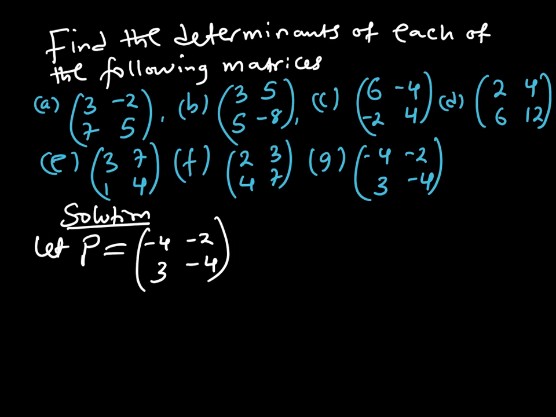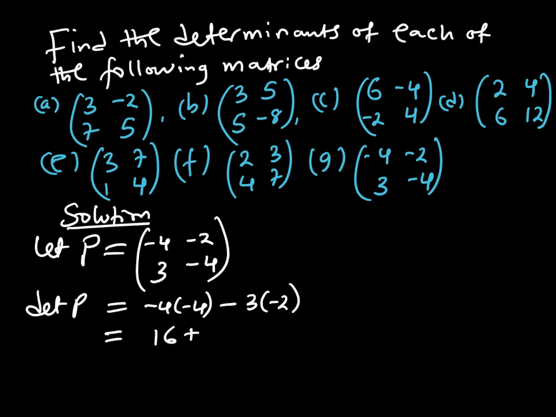Then the determinant of P will be equal to -4 times -4 minus 3 times -2. You have to be careful when you're multiplying a negative and a negative, you end up with a positive 16. So this is minus a -6, which is plus 6, which is equal to 22. So the determinant of this matrix is 22. Now the rest are yours.